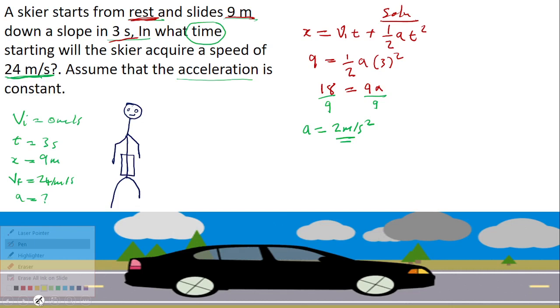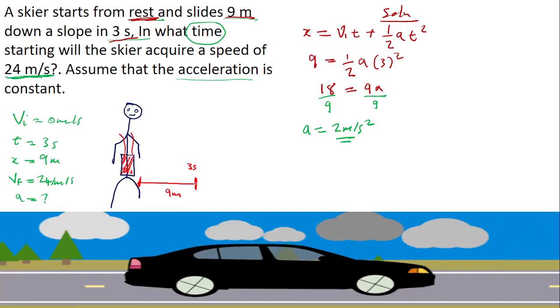So this guy moves, let's say from this particular point to that particular point. From this point to that point, he has covered 9 meters. That's the distance covered. And the time he has spent is 3 seconds to reach this particular point. But this guy has maintained the acceleration to be the same.